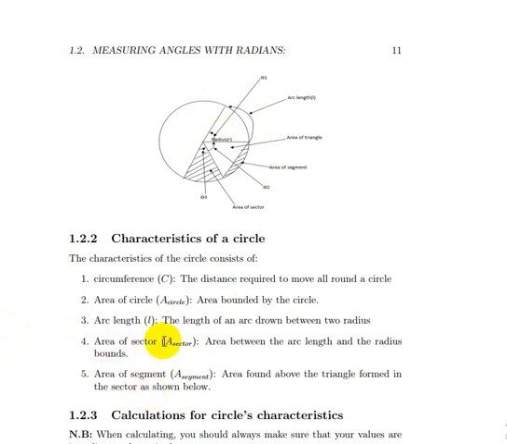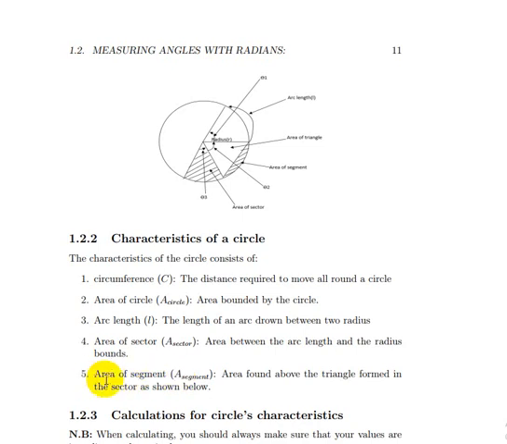The next point is the area of the sector. The area of the sector is the area enclosed within two radii and from a certain angle. So let's say this is angle theta 1. The area of the sector is enclosed between this radius and this radius, all through the arc length. So the area of the sector is all this.